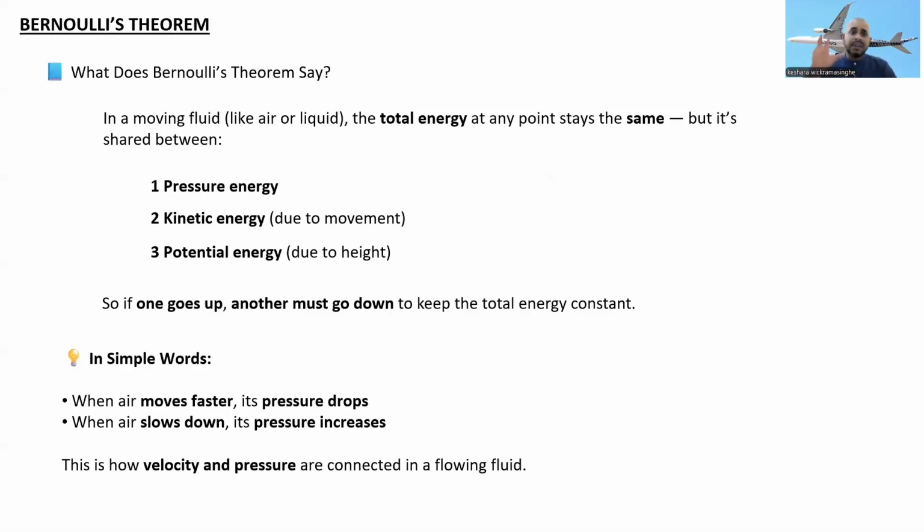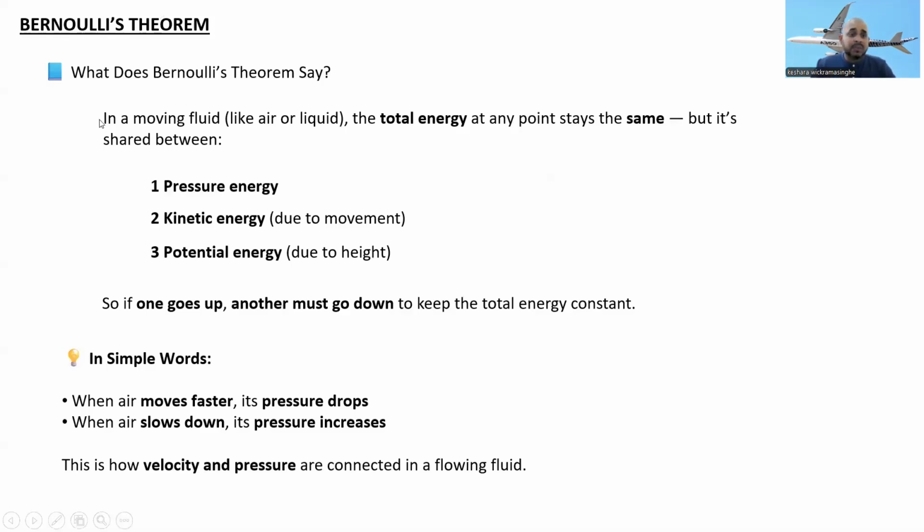Understand? So if one goes up, another must go down. It means pressure energy plus kinetic energy plus potential energy is a constant, right? So if one goes up from these three, another must go down to balance it, to keep the total energy constant.